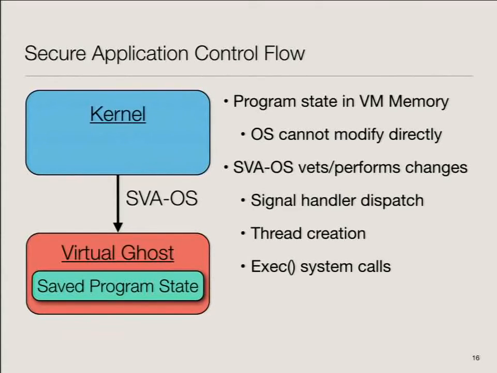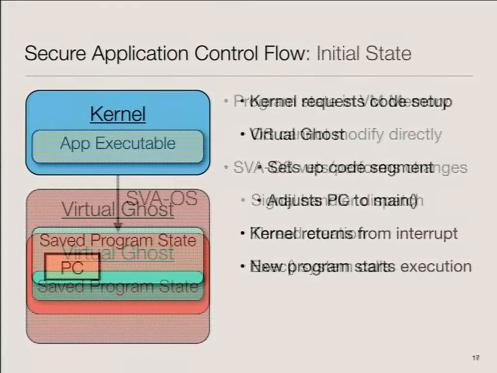But now when the operating system kernel wants to modify application state, it can't do so directly. It's sitting in that Virtual Ghost VM memory where the operating system kernel can't touch it. So if the kernel wants to make a change to, say, the program counter or the stack pointer, it has to ask Virtual Ghost to do it through an SVA-OS instruction. In this way, the SVA-OS instructions can vet changes to saved program state, and if the changes are OK, go ahead and make them on behalf of the kernel. So we can control operations such as signal handler dispatch, thread and process creation, and the exec family of system calls.